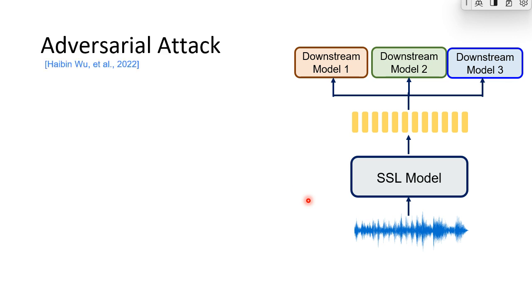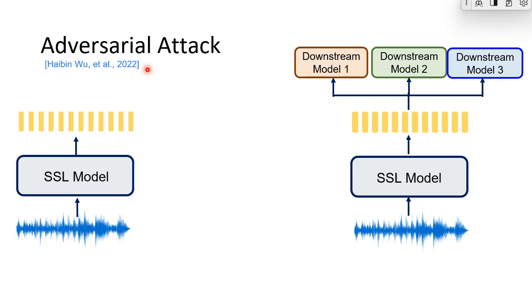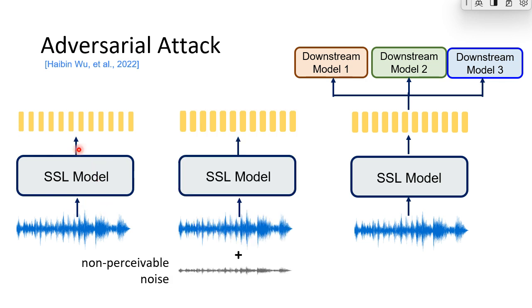There's research about adversarial attack on self-supervised models. In adversarial attack, you have a self-supervised model. Today, usually self-supervised models are publicly available. So you have a self-supervised model. Then we try to add small noise on the input of the self-supervised model. And the small noise will make the output of the self-supervised model very different from its original output.